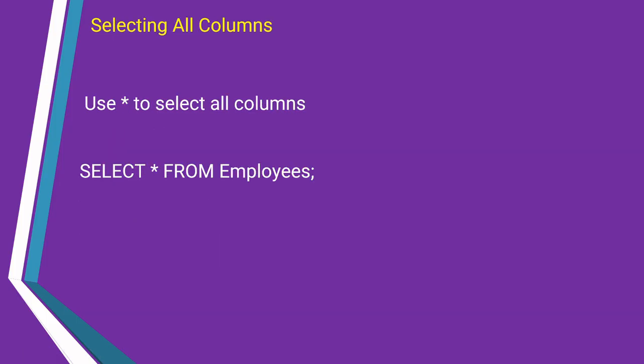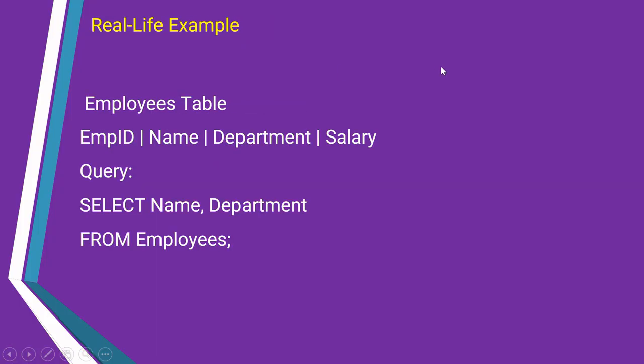If you want to see all columns in a table, use the asterisk symbol. This retrieves every column for every row in the table. Imagine an employees table. If you only want to see names and departments, you can select just those two columns. SQL gives you flexibility to choose exactly what you need.